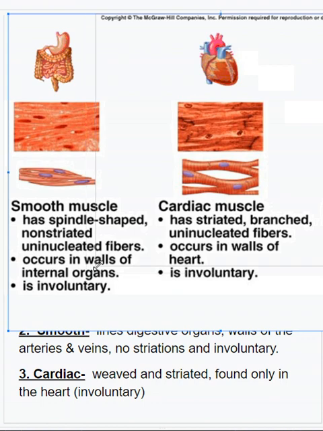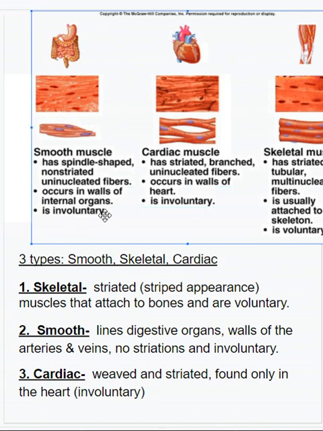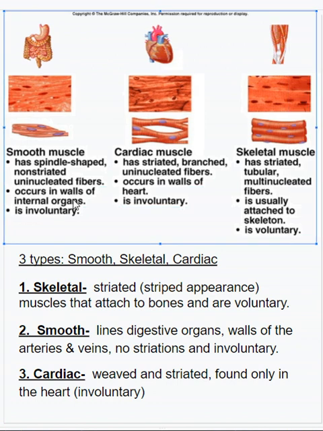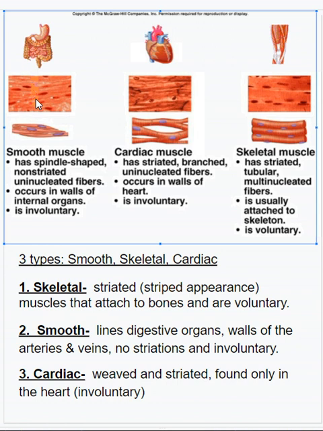They're found in the walls of internal organs. It's involuntary muscle, meaning you can't choose when you contract it. Digestive tissue, like your small and large intestine, your large intestine has lots of smooth muscle because it's got to be able to push poop through your colon. And you've got smooth muscle in your stomach. You have smooth muscle around your arteries and veins. You have smooth muscle around your bladder and other internal organs that need to do some contracting.